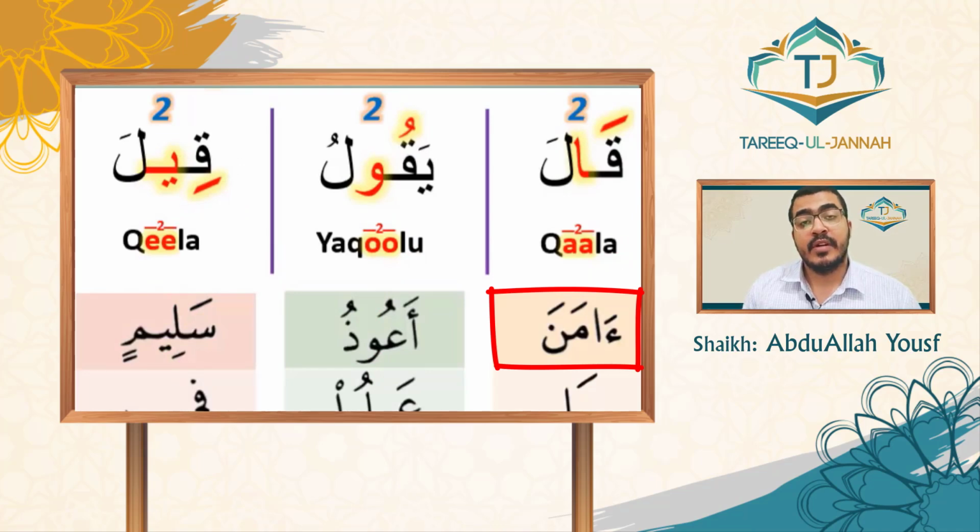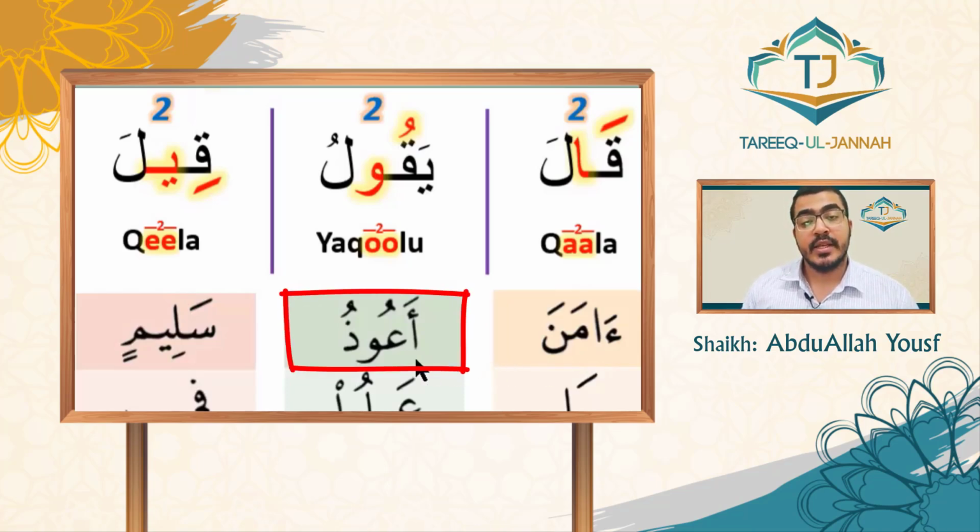If you look here, you'll find a hamza carrying a short vowel fatha followed by an alif mad. Amana. What you should do is try not to say the mad letter. Amana. Now let's add the mad letter again. Amana.